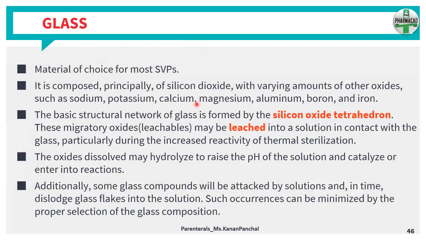And then this is about glass. Glass is usually preferred for SVPs, that is small volume parenterals. And ye uska composition hai, silicon dioxide, magnesium and all of that. Okay. This is the basic structure of glass, that is a silicon oxide tetrahedron. Okay. And usme it has different oxides like these aluminium, boron, calcium and all. So over a period, these oxides can leach into your material. So all of that is tested while choosing the quality of the glass and stability testing of the product. Ke time kitna leach hua hai from the glass, all of that is tested. Okay?